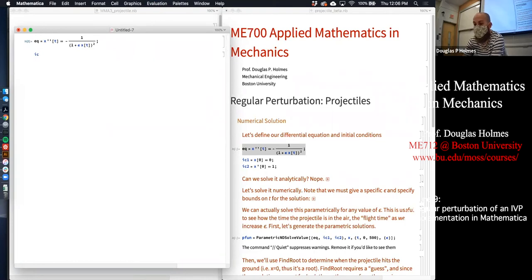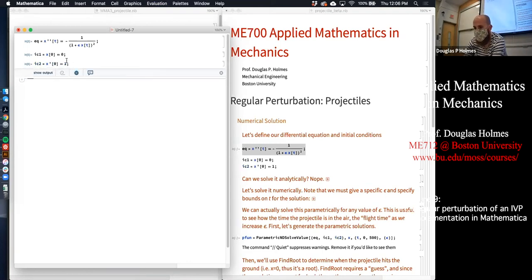My initial conditions. I have two initial conditions. I use IC for initial conditions. So IC1, I'm going to define as x at t equal to 0. That's how you would do that. Double equals 0. Again, it's just going to spit out x at 0 is equal to 0, so we can suppress that. And IC2 is x prime at 0 is equal to 1. Again, we'll do the same thing. Okay.